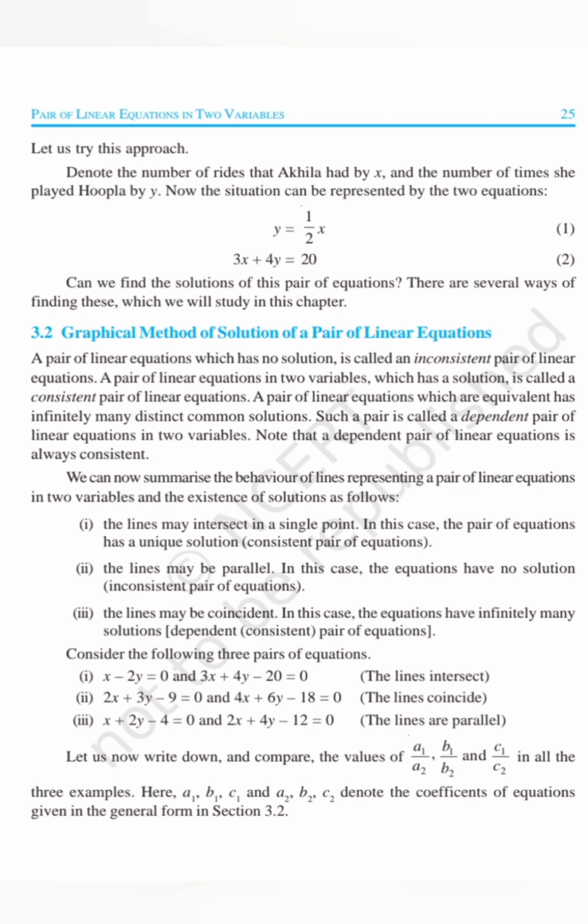Now you have the graphical method of solution of a pair of linear equations. A pair of linear equations which has no solution: when you have two equations like this and you don't get the values of x and y, those equations are called an inconsistent pair of linear equations. A pair of linear equations in two variables which has a solution is called a consistent pair of linear equations. And a pair of linear equations which are equivalent and have infinitely many common solutions are called a dependent pair of linear equations.